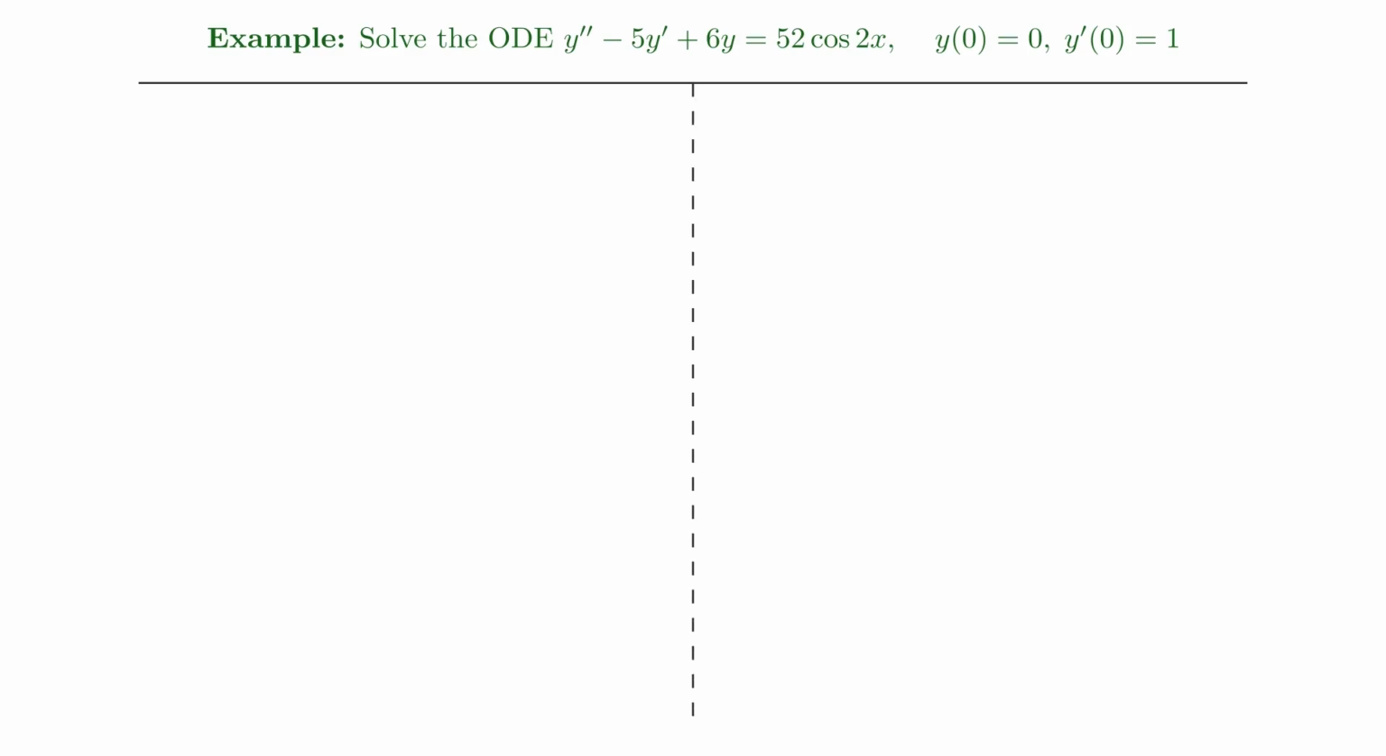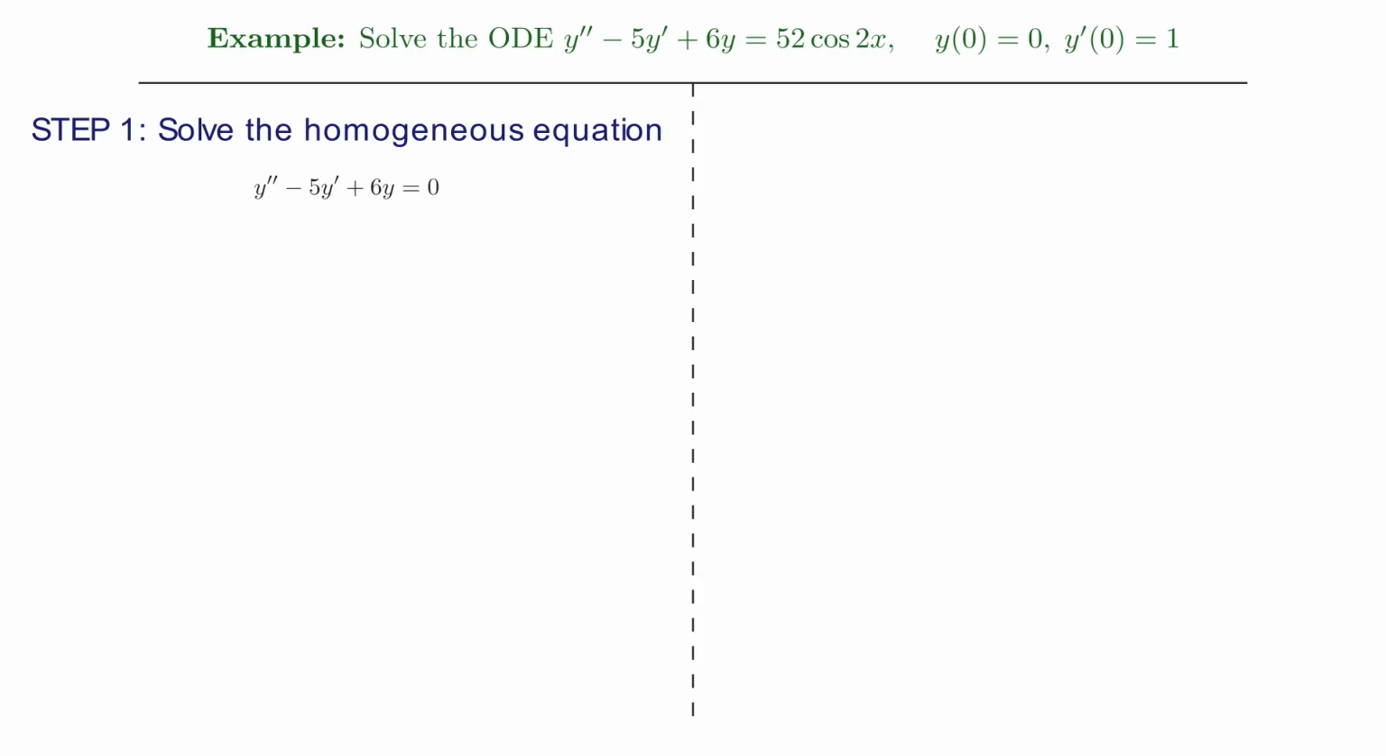Since we have a non-homogeneous equation, we need to start by solving the corresponding homogeneous equation. Replacing that right-hand side with 0, we get the homogeneous differential equation y'' - 5y' + 6y = 0. We start by assuming that we have an exponential solution y = e^(kx).